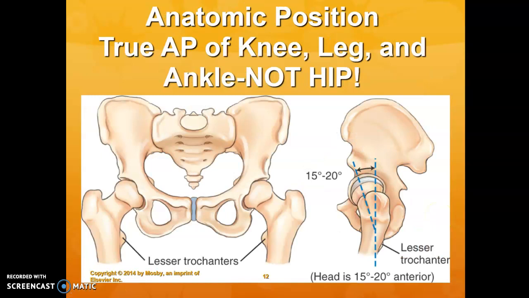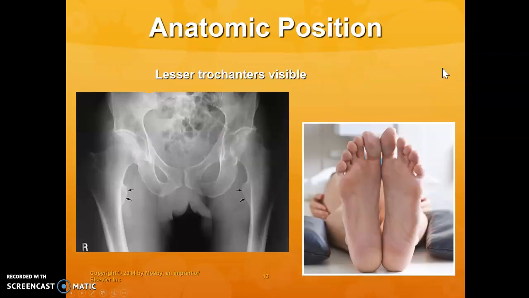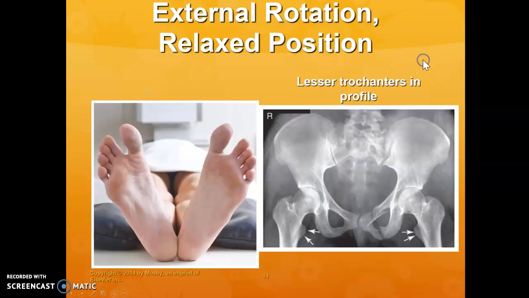The anatomy position of true AP of the knee, leg, and ankle is not the hip. The hip you have to rotate in 15 to 20 degrees medially to put the femoral neck in true AP position. So anatomic position, with the patient with their feet like this, their lesser trochanters are clearly visible, and we don't want that on a pelvis.